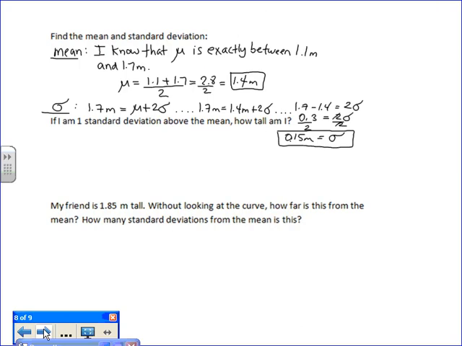So it says find 1 standard deviation above the mean. How tall am I? Well, my height will be the mean. Above tells me to figure out what is the mean plus 1 standard deviation. So my height will be the mean plus 1 standard deviation, so it's 1.4 meters plus 1 standard deviation, which is 0.15 meters. And my answer is going to be 1.55 meters. That's my height.